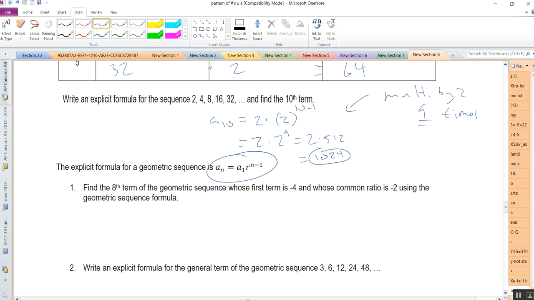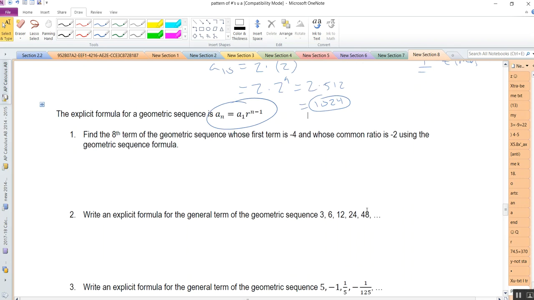Right. So let's do maybe some examples here. Then we'll end this video because it is getting pretty long. Find the eighth term of a geometric sequence whose first term is -4 and common ratio is -2. So, okay, I want the eighth term. -4 is the first term, times -2 raised to the 8 minus 1 power. Remember, n is 8. a1 is -4. Your r is -2.